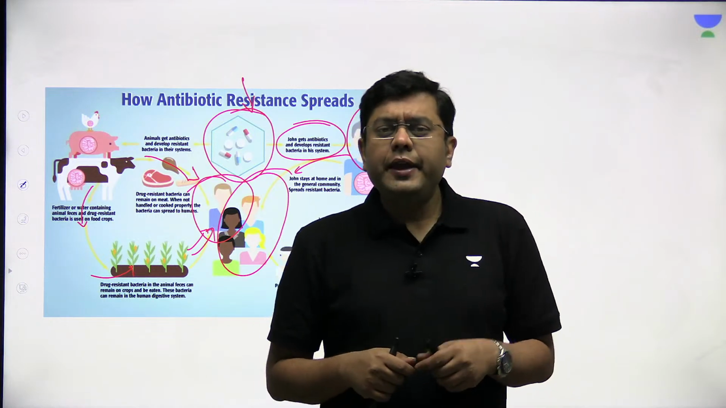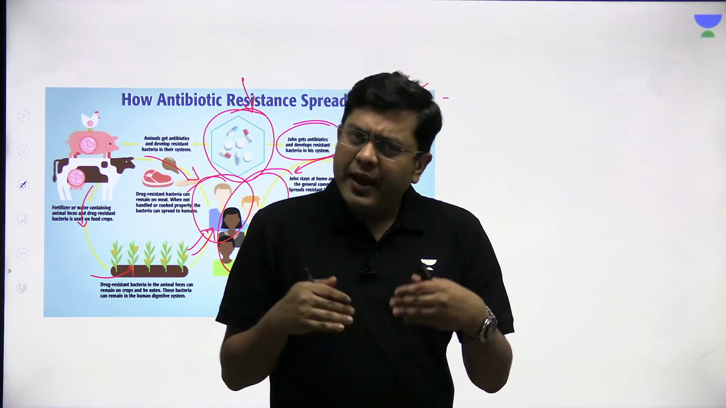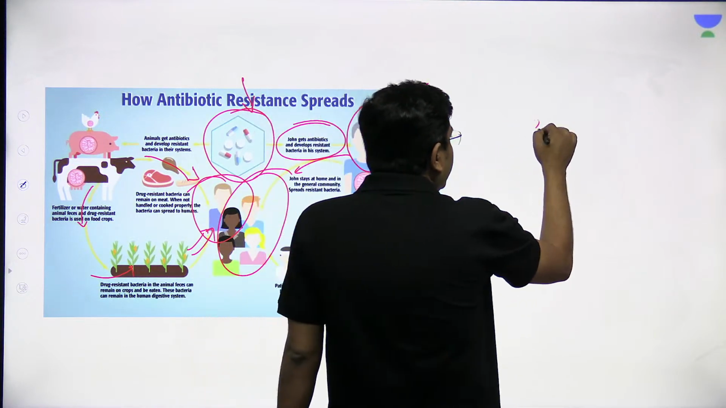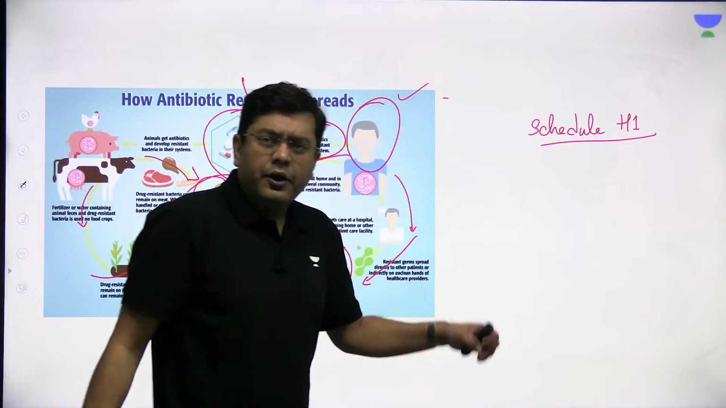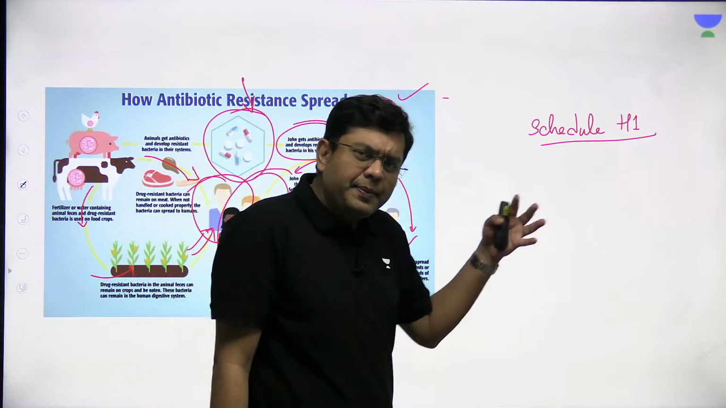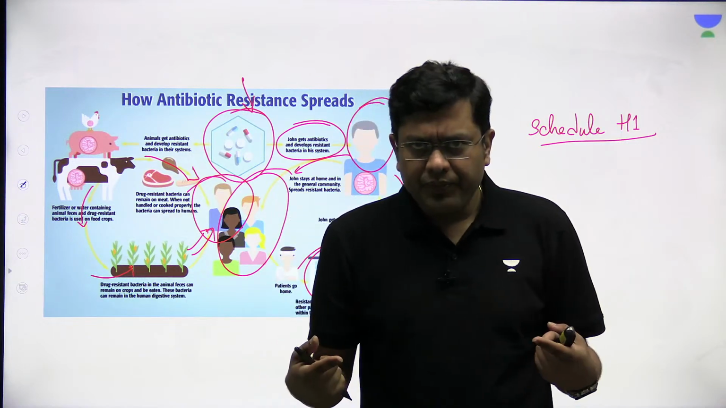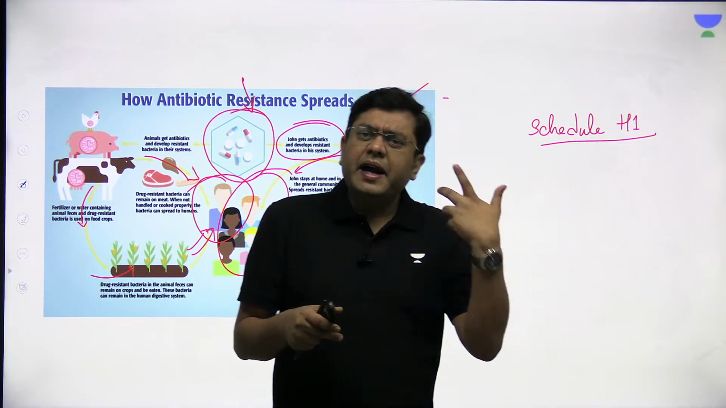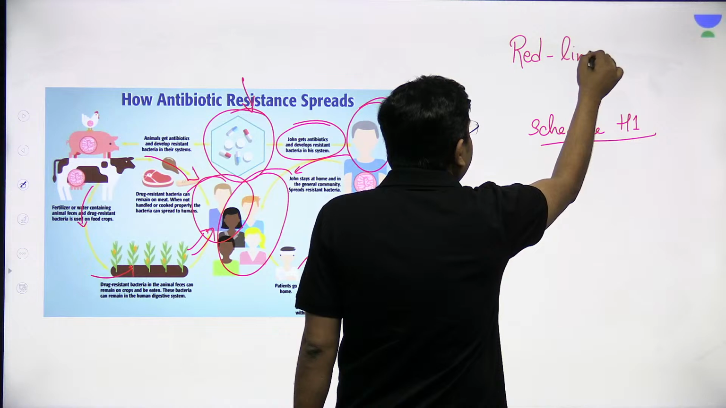That is why in 2011, the government came out with an order whereby it listed certain antibiotics under Schedule H1 of the Drugs Control Rules. Those antibiotics which were listed under this could not be sold over the counter. And in line with preventing this antimicrobial resistance, the government also came up with the very famous Red Line campaign. You would have heard about the Red Line campaign.